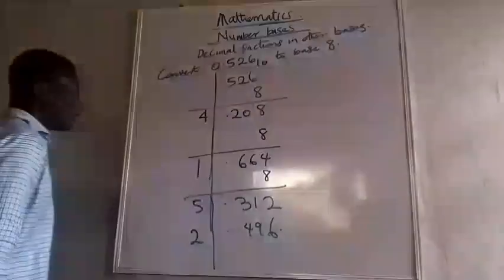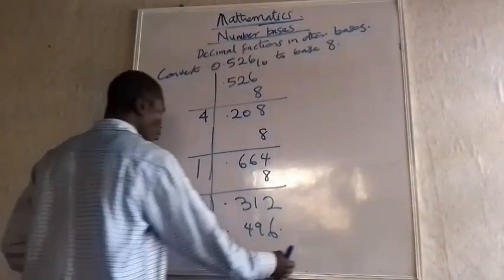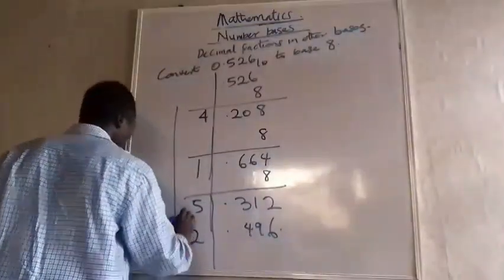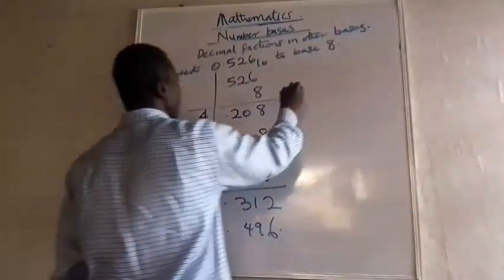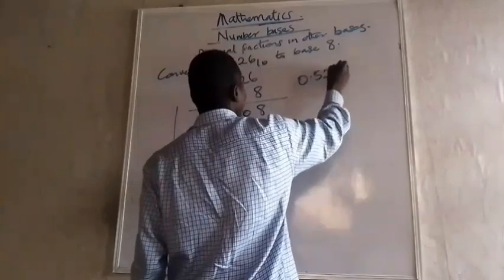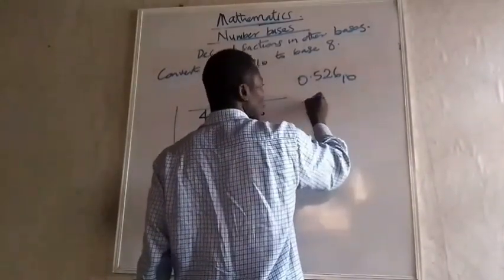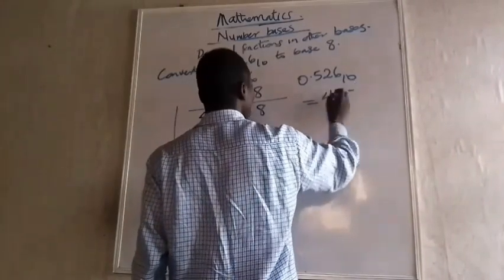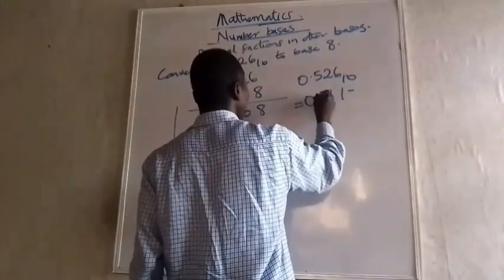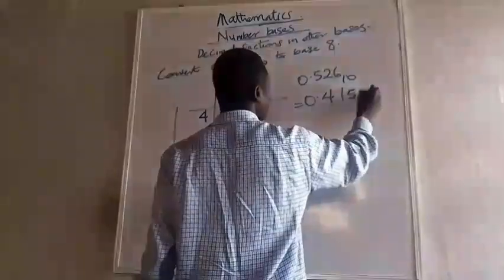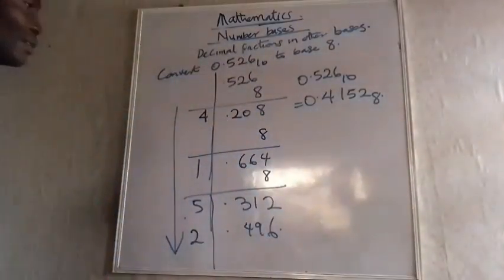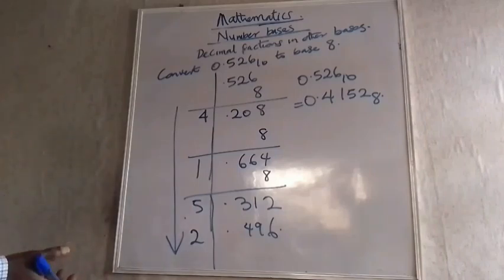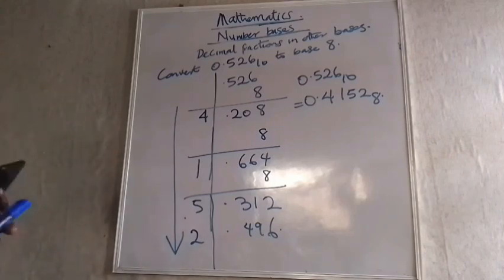So this is going to give me 2.496. So, you know, in the other instance, we wrote upward. But in this instance, we write it downward. So this is going to be 0.526 base 10 is equal to 0.4152 base 8. So you can see the way out. All of these processes are now clear to us.